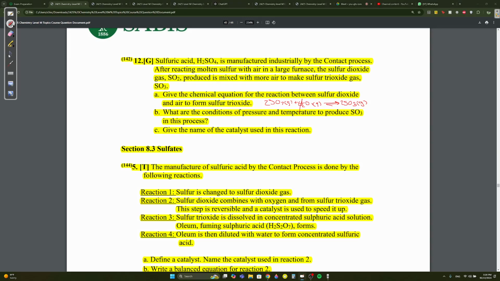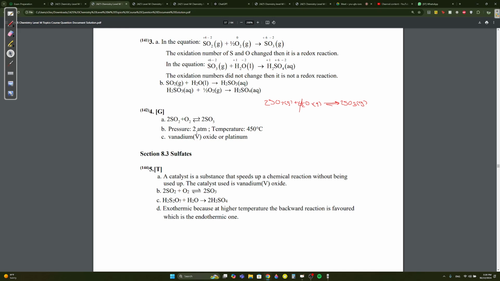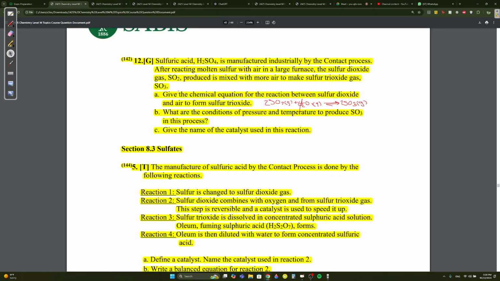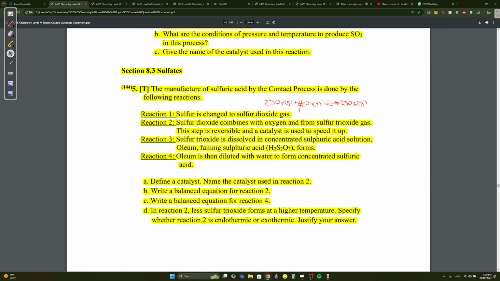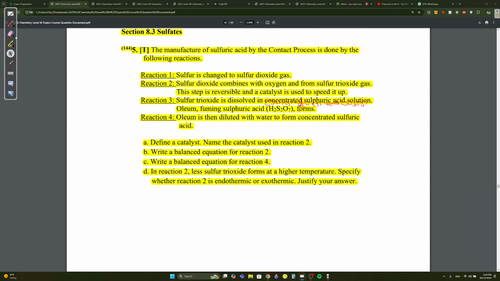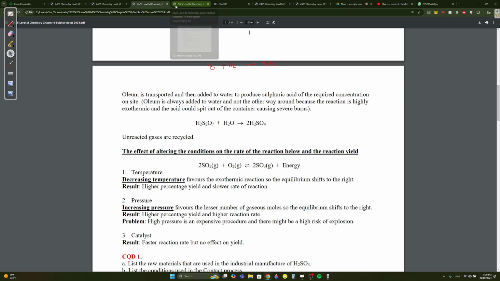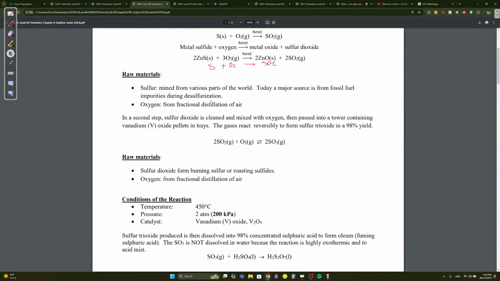In the written exam, you can write it with the half, it's fine. What are the conditions? It's 280 kPa and 450 degrees Celsius, and the catalyst is vanadium oxide. Okay, they get this every exam. The manufacture of sulfuric acid by the contact process is done through the following reaction. Sulfur is changed to sulfur dioxide gas, either by burning sulfur in air or burning, what were they? See here, this was sulfur notes.